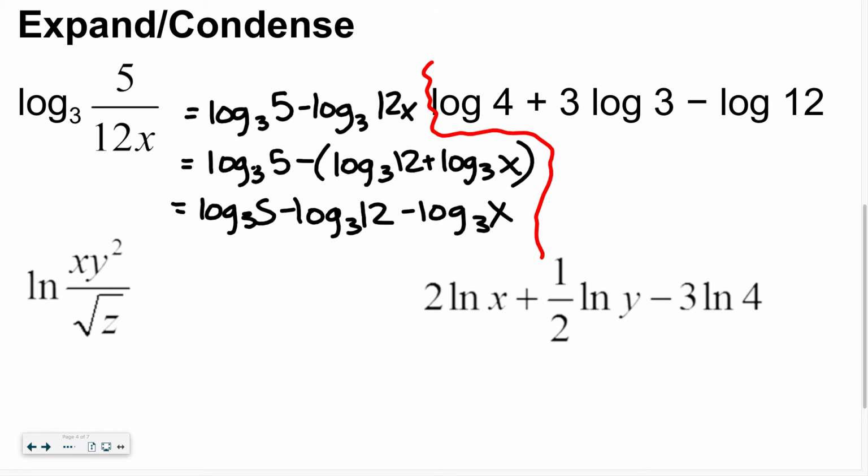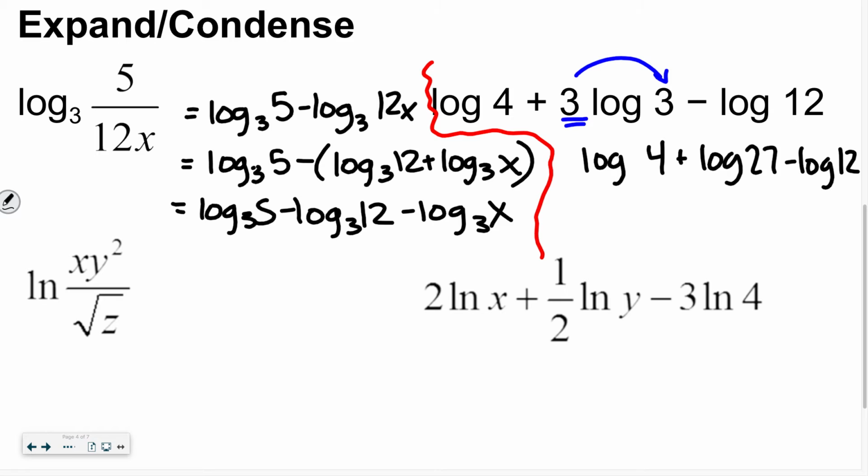If I were doing this condensing over here, log 4 plus 3 log 3 minus log 12, I will put back any multipliers out front, like coefficients to logs. Those used to be exponents. So this is 3 to the third. So that would be the log of 4 plus the log, not log base 4, log of 4. Log 4 plus log 3 to the third is 27 minus log 12.